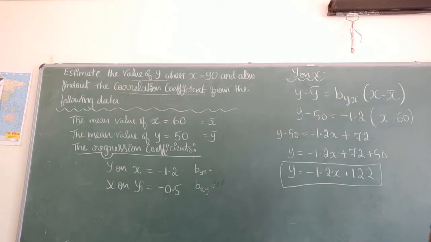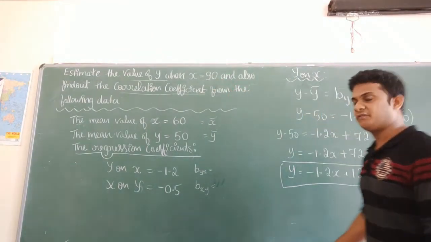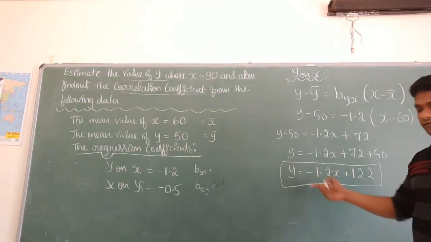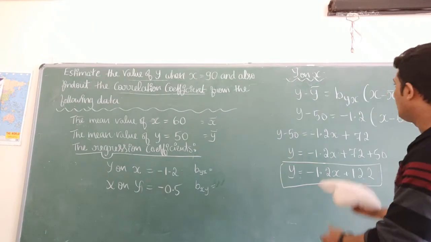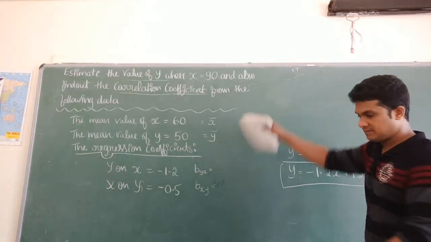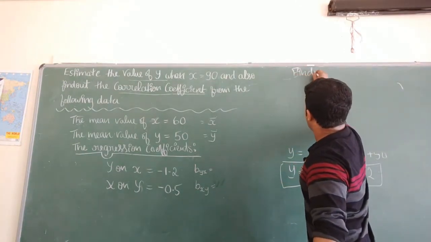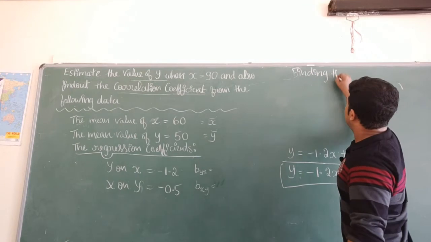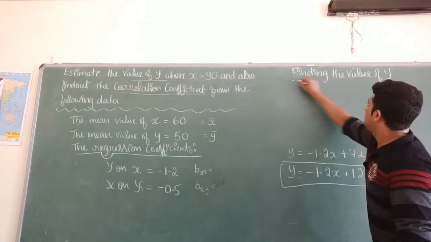Next, what we need to do is find the value of y if x is equal to 90. If the x value is 90, we need to find the value of y. Okay, we'll do that now. I'll rub this. So next we are finding the value of y.